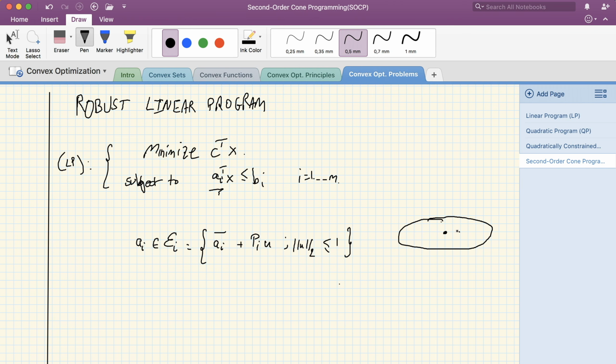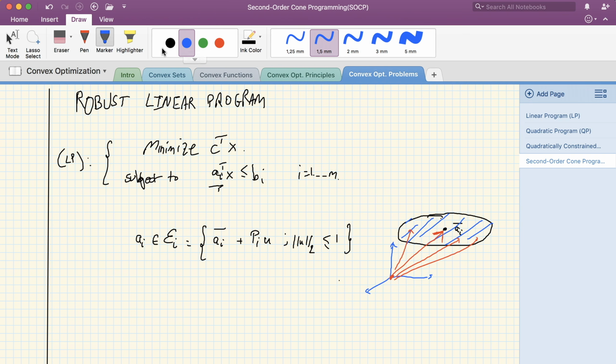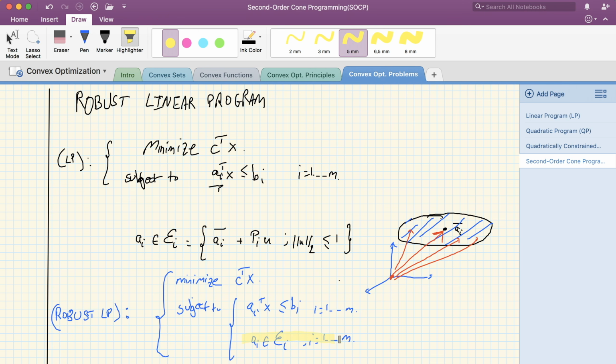This is the center āᵢ. So if we're in 3 dimensions, right, then the red vector is your āᵢ. Well, aᵢ, the original vector, will rotate pointing here, here, here, here, all the way inside the ellipsoid. The extreme case is when Pᵢ is 0 and you're back to an LP, which means that your aᵢ will coincide with a constant āᵢ. So in other words, a robust LP, so robust. As you can see, we have one additional constraint which forces our aᵢs to lie in the ellipsoids, right?